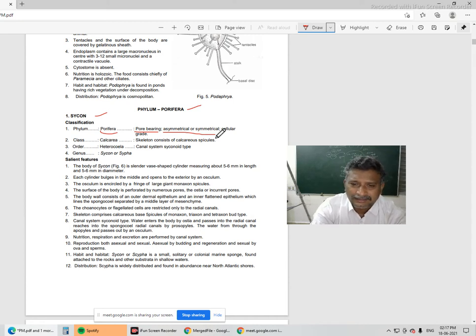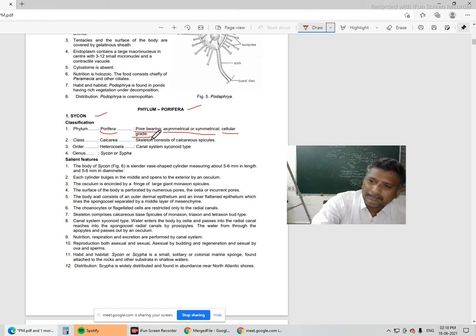Yes, my voice is clear? Yes, sir. When we cut them from any plane, we are unable to get two equal halves. That kind of arrangement of organs in their body is called asymmetry. Generally, no organs are there in their body. No tissues are present either. Only the cellular level grade will be there.